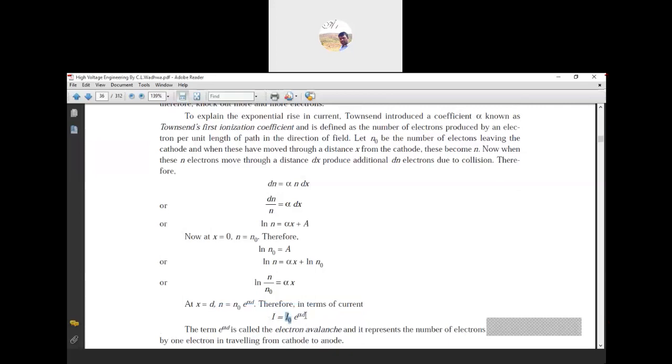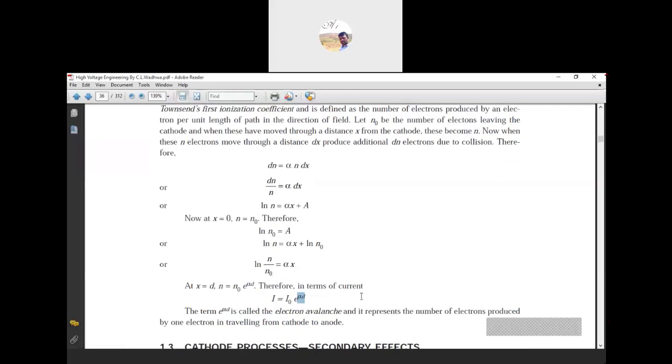Finally we get n by n naught is equal to e power of alpha x. Transferring n naught from this side to that side, n is equal to n naught e power of alpha d. Here n is nothing but the free electrons, and those free electrons cause the current.